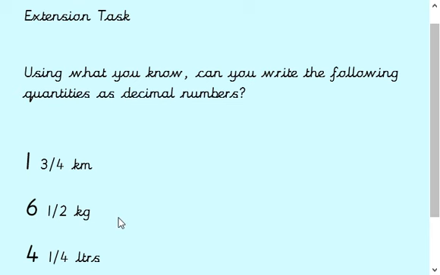The second one here, again, we're looking at the fraction 1/2. What was that the same as? Well, when we think back to our learning earlier, half was the same as 0.5 or 0.50. So in this case, the answer would be 6.5 kilograms, or if you've got 6.50 kilograms, that would be just as good. And then finally, we'd need to know what 1/4 was as a decimal number. And we know that 1/4 is 0.25. So the answer to this question would be 4.25 litres.